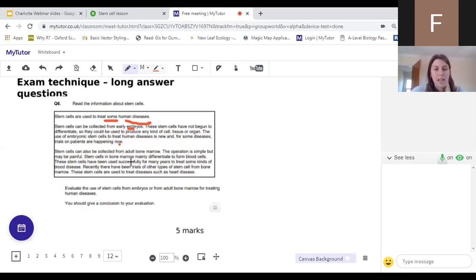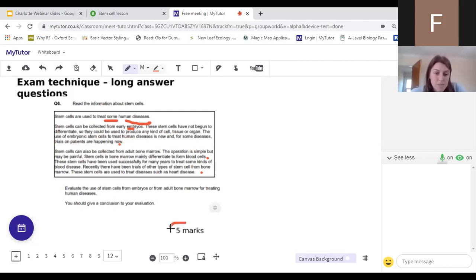Stem cells can also be collected from adult bone marrow. The operation is simple but may be painful. Stem cells in bone marrow mainly differentiate to form blood cells. We talked about that earlier on when we talked about how they're often used for red blood cells. These stem cells have been used successfully for many years to treat some kinds of blood disease. Recently, there have been trials of other types of stem cell from bone marrow. These stem cells are used to treat diseases such as heart disease. So nice bit of information there about how bone marrow is used.